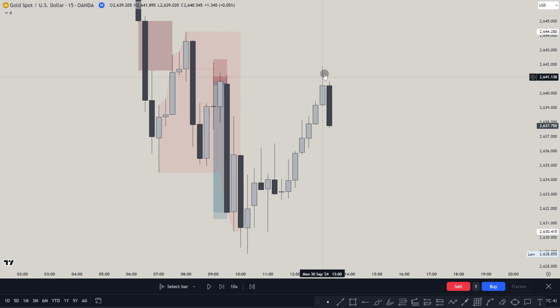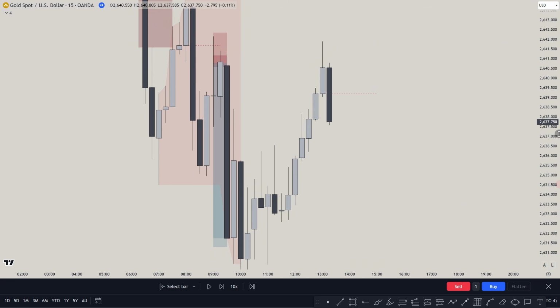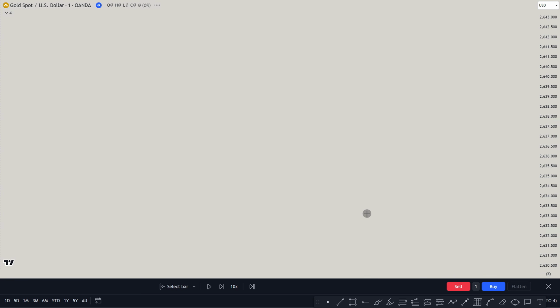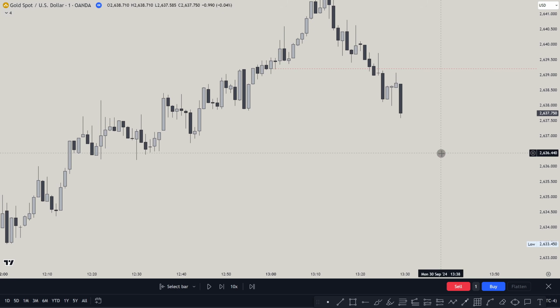So this is on the 15-minute. This is the creation of the order block, right? This is the moment we create the order block, and this is the body of the candle. Switching to the 1-minute time frame to see what happened inside, this is what we get.